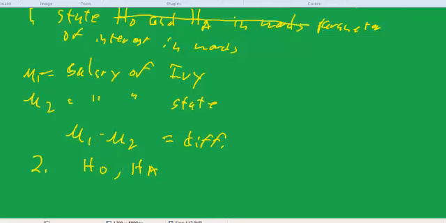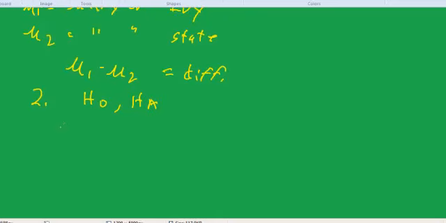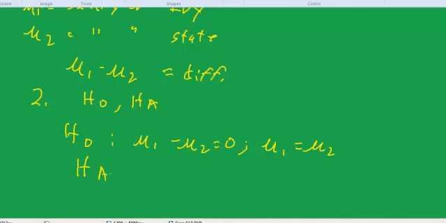The second step is to state H0 and HA. The null hypothesis is that there's no difference: mu1 minus mu2 equals 0, or alternatively mu1 equals mu2. The alternative is that the Ivies earn more, so mu1 minus mu2 is greater than 0, or alternatively mu1 is greater than mu2.